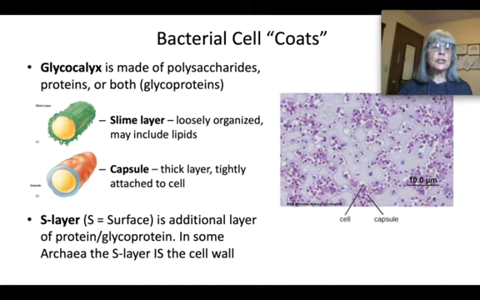So now, in addition to the glycocalyx, some bacterial cells and archaeal cells will have a single layer of additional protein and glycoprotein. This is your S layer. I think I pointed it out in the previous presentation that some of the gram positives do have an S layer outside of their cell wall. Archaea have an S layer too, but its composition is a little different, and it is the cell wall.